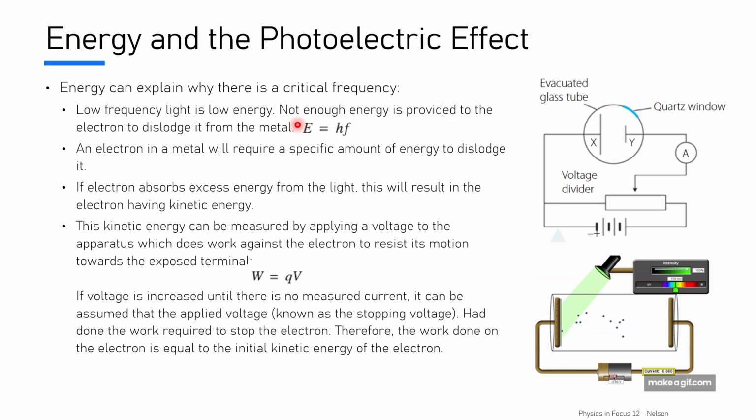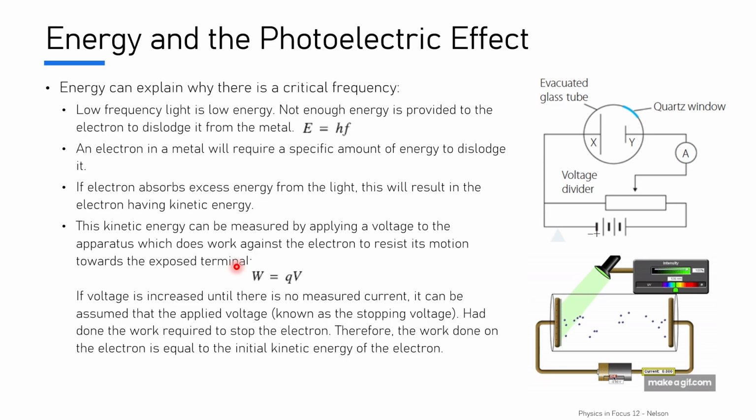We can actually measure this kinetic energy in an apparatus like this by using what we call a voltage divider. Essentially, it means that we can change and control the potential difference between X and Y. If we change the potential difference in such a way, like is being shown here, where they've essentially just flipped the battery, you're going to be able to pull the electrons back in the other direction. Or if it's not enough to just pull them back straight away, we're at least going to be doing work on the particles to provide a resisting force.